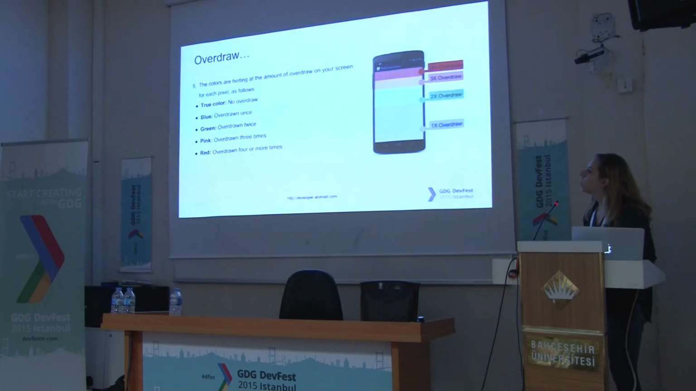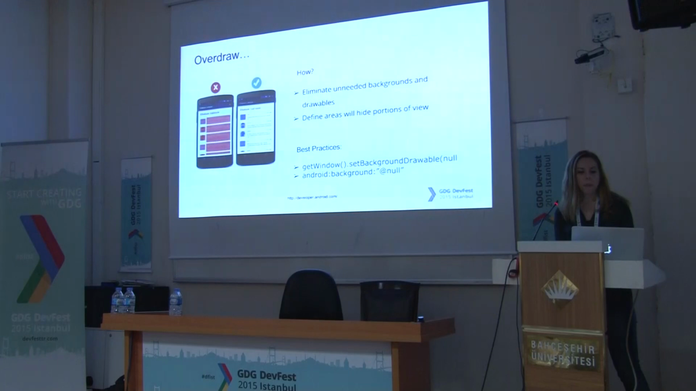The true color is no overdraw, blue overdraw once, green overdraw twice, pink 3 times, and red 4 or more. Actually, blue one is acceptable, but red is very bad for user experience and performance. So how can we pass from the red ones to the blue ones?